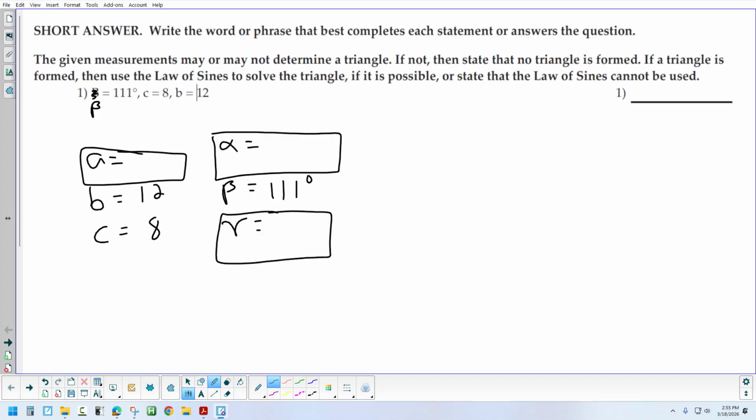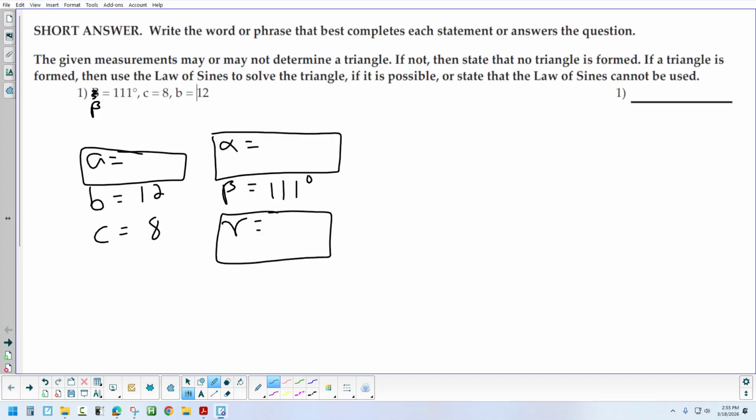And then it says use law of sines to try to solve it. So we're going to try to solve it. If it ends up being impossible, then we'll write that down as well. Or we could have two answers, or we could have one answer. So this is a side-side angle case.